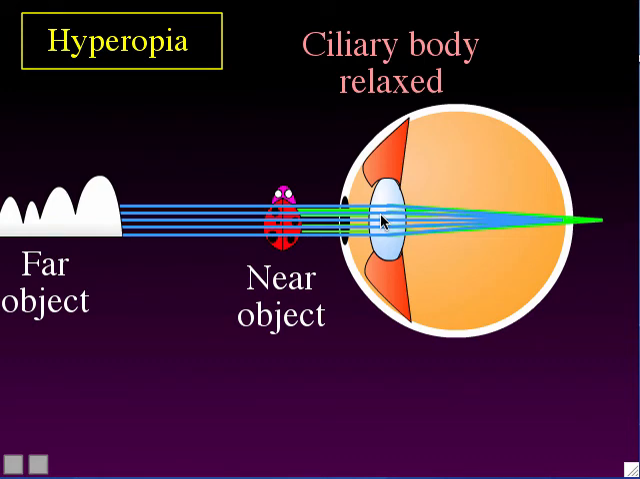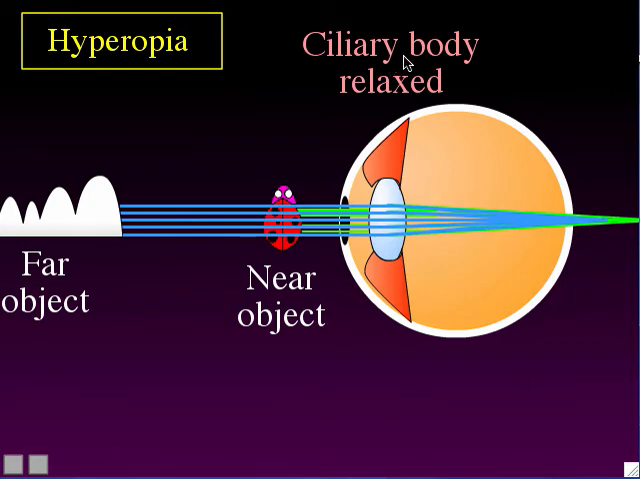The shape of the lens has taken on an abnormal shape, such that when the ciliary body muscle is relaxed, like you see here, all the focal points, both the near object and the far object focal points, are behind the retina. Matter of fact, let me just show you that here. So here we go. So notice, there we go. So this is hyperopia.